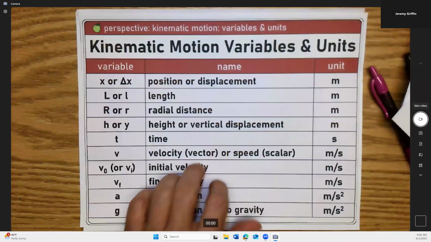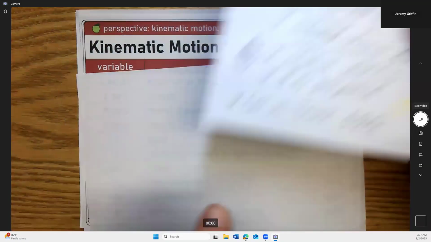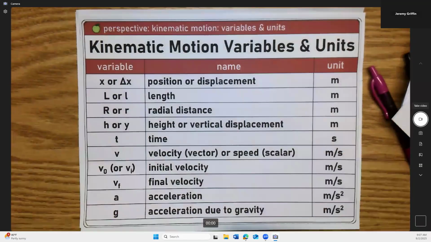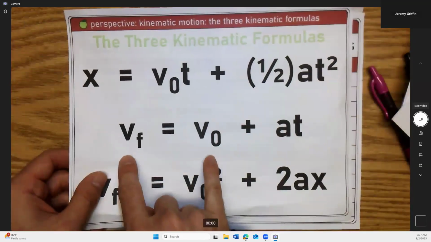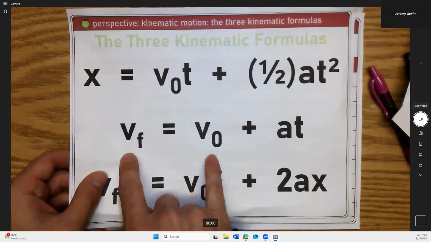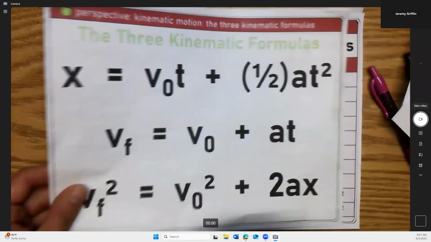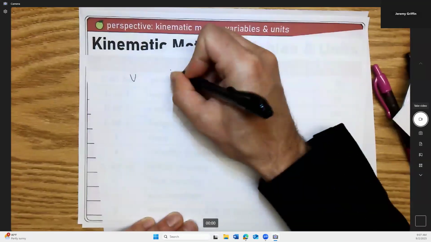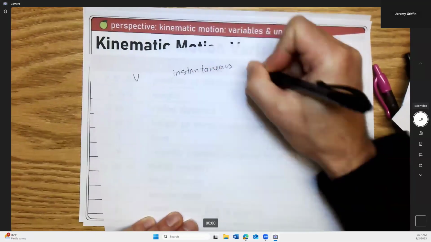Actually, this would be a good time to talk about one of the things I want to talk about anyway, which is average versus instantaneous velocity. Guys, as we've been applying these kinematic formulas, what are these V's? Are these V's instantaneous or average? Yeah, these are instantaneous values. These are only true at individual moments. So V could be just some instantaneous velocity.